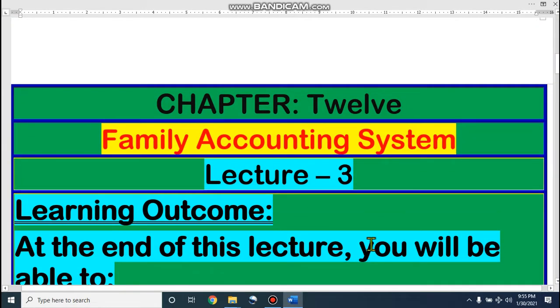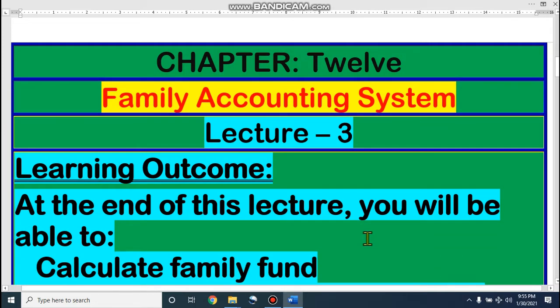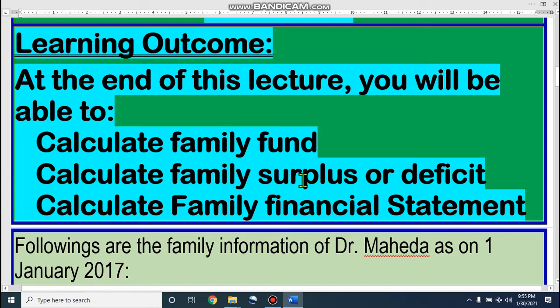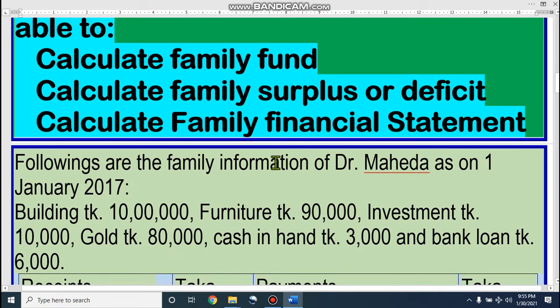Dear student, today we will discuss chapter 12, the family accounting system. This is our third lecture on this chapter. At the end of this lecture you will be able to calculate family fund, calculate family surplus or deposit, and prepare the family financial statement.